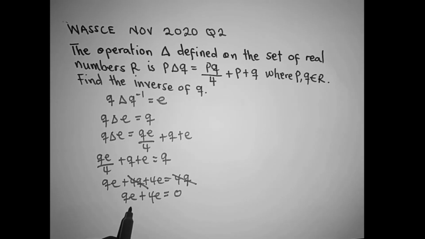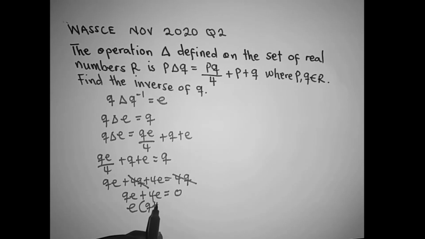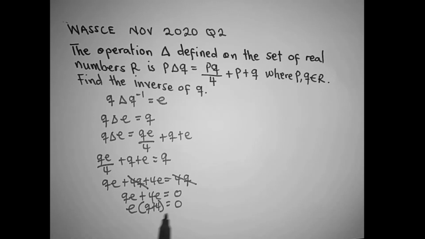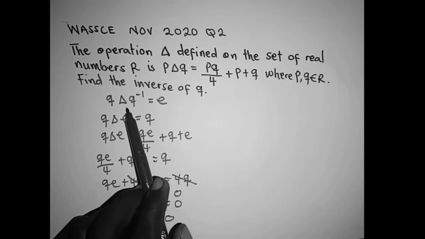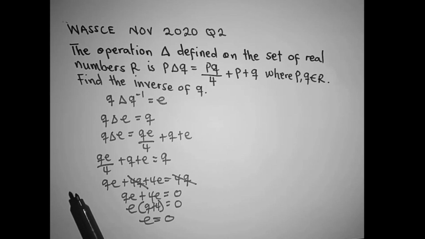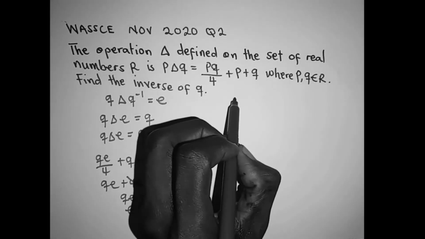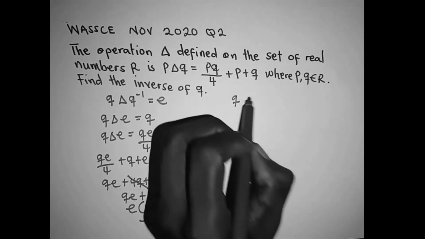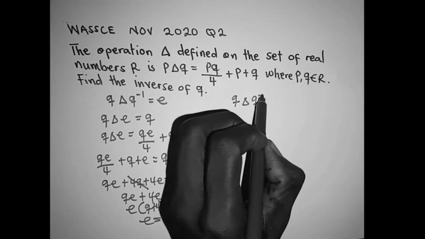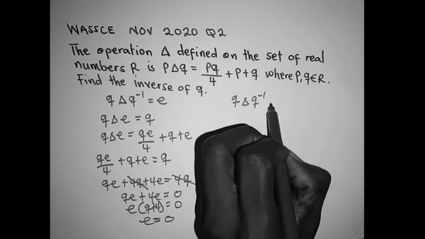So we can factorize E out. E into Q plus 4 equals 0. The only way this equation can be 0 is when E equals 0. And therefore, the identity element E is equal to 0. So having found the identity element, we can then go ahead to find the inverse of Q. So Q operation Q inverse, what will be the result?